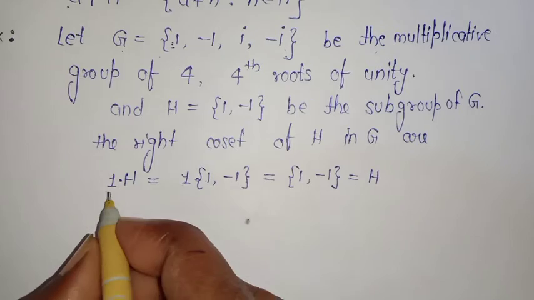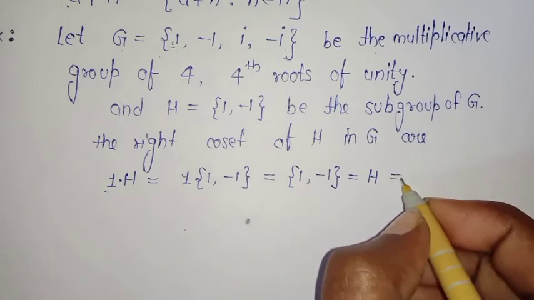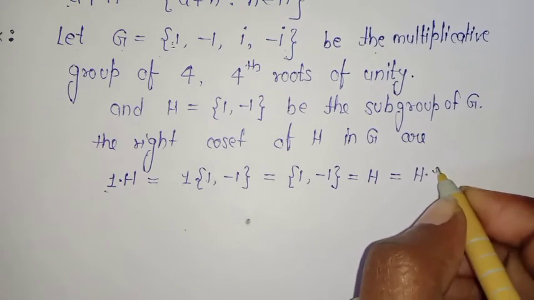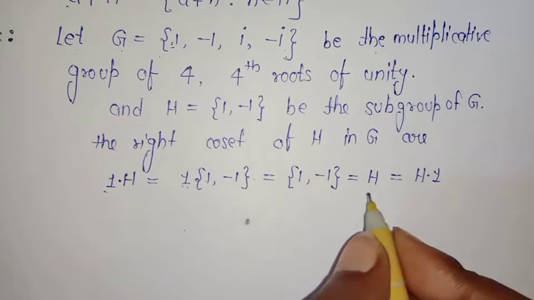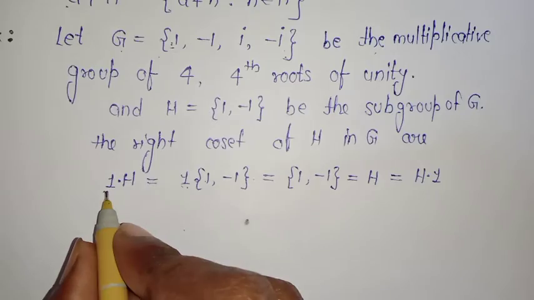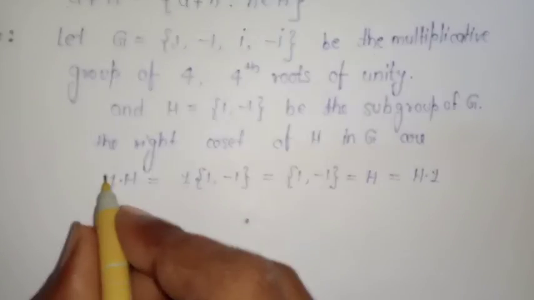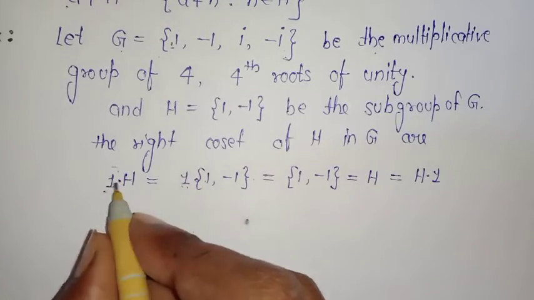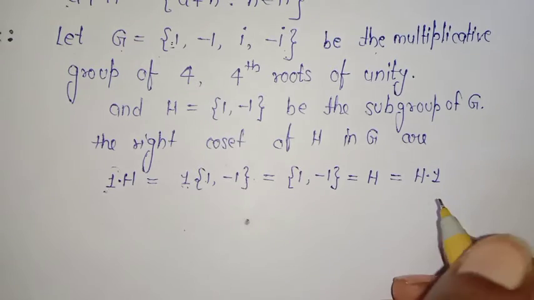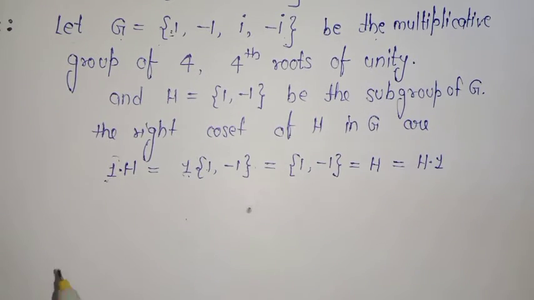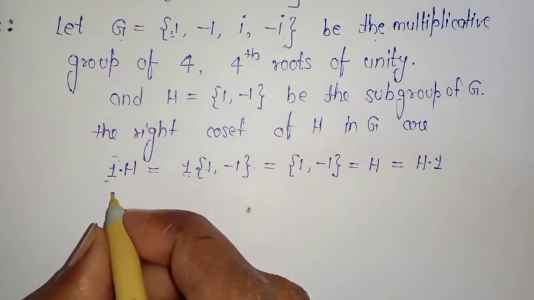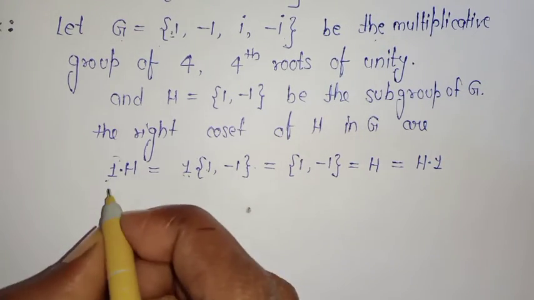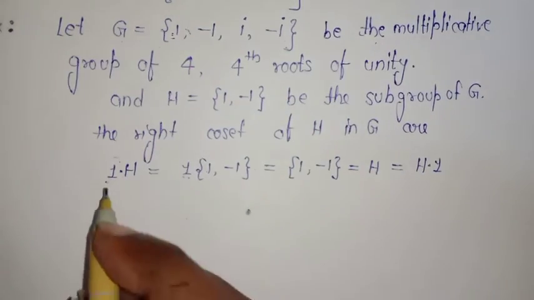And this is equal to what? This is equal to h dot 1. If we multiply this 1 at the right side, then again we get the same result. So what we get from here is that the left coset with respect to the element 1 is equal to the right coset. Now we will do the same for the second element, that is minus 1, because we have to prove that aH equals Ha. So I am going to write the coset for the second element.